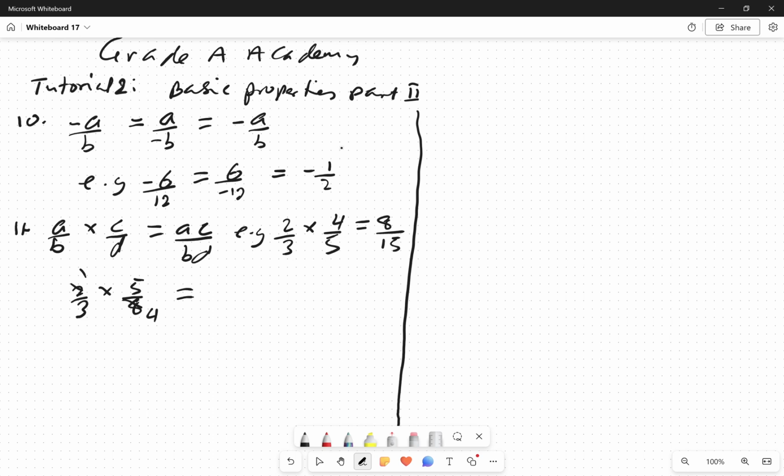Now we can multiply. The tops go together: 1 times 5 is 5. And the downs go together: 3 times 4 is 12. This is how we do it if we can simplify.